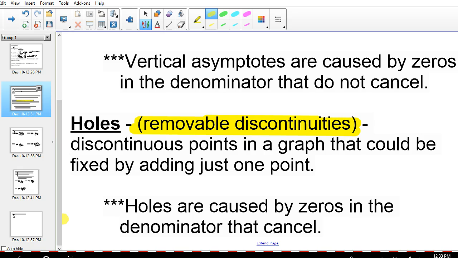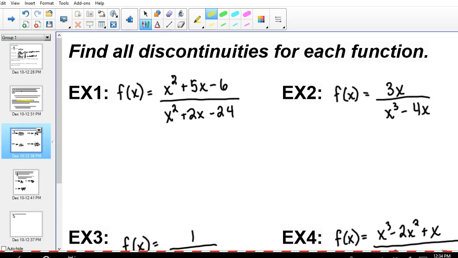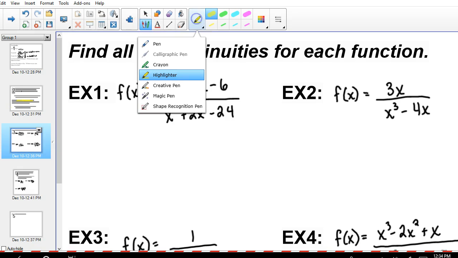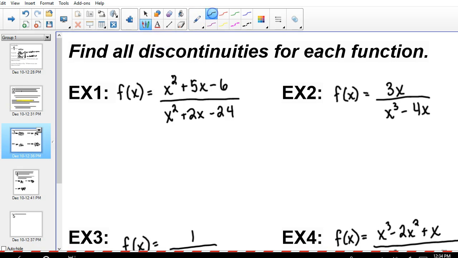So let's look at an example. For example 1, I've got x squared plus 5x minus 6 over x squared plus 2x minus 24. If I want to know about the discontinuities, discontinuities happen when I have zeros in the denominator. So the denominator is what I care about. To find my discontinuities for this, I'm going to factor the denominator.